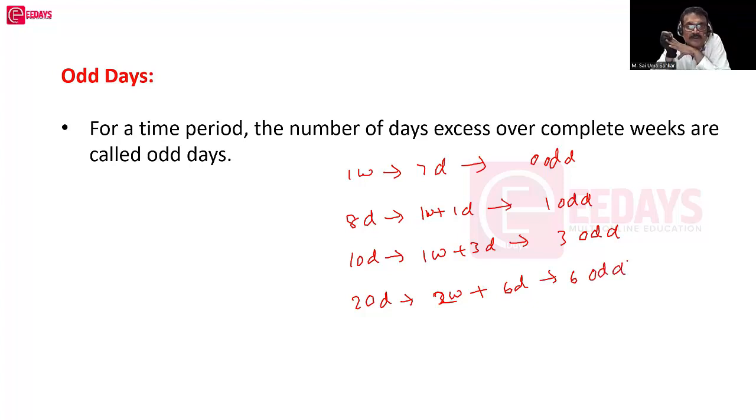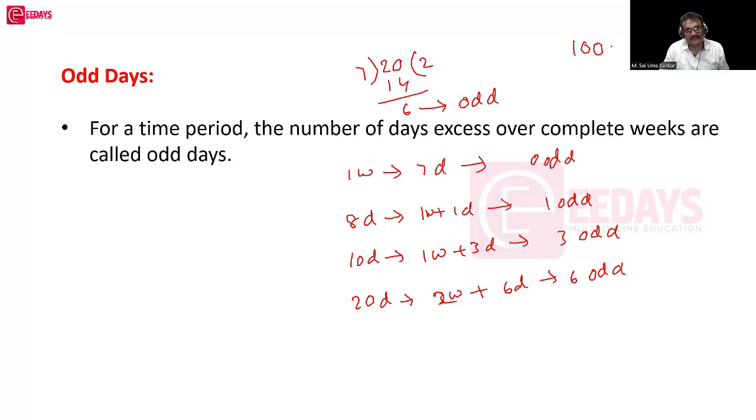How to get these odd days? Here, if you take 1 week, that equals 7 days. That means if you divide any number by 7, the remainder represents the number of odd days. Suppose if you take 20 days, then what happened? If you divide this number by 7, 2 times is equal to 14. And what is the remainder? 6. So how many odd days in 20 days? That is equal to 6 odd days.